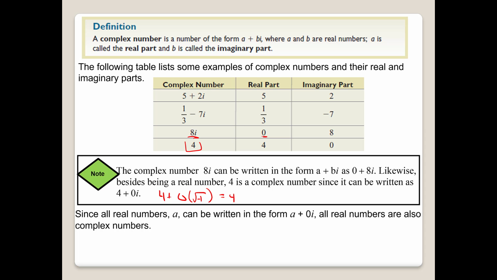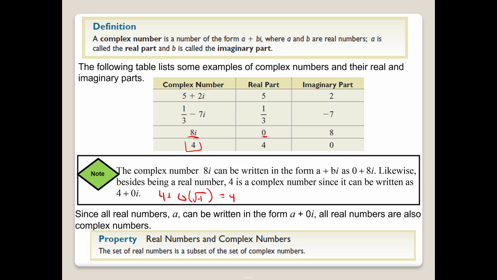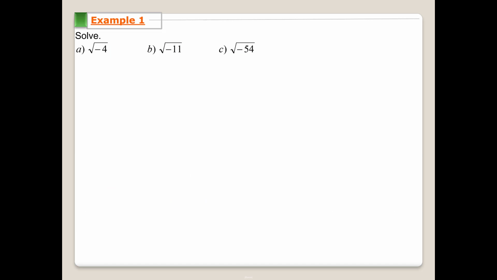Since all real numbers a can be written in the form a plus 0i, all real numbers are also complex numbers, as I commented a second ago. So the set of real numbers is a subset of the set of complex numbers. That's exactly restating the sentence I said above.